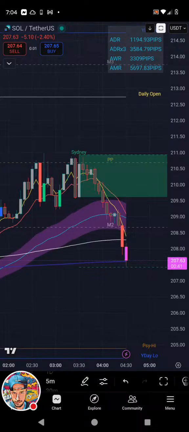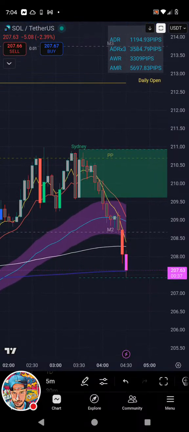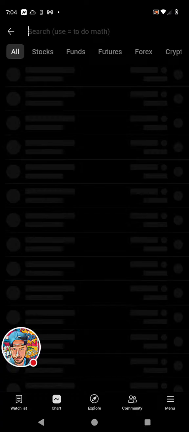So we want to see exactly where this next candlestick hits. You see that pink? And then we go look at BTC.